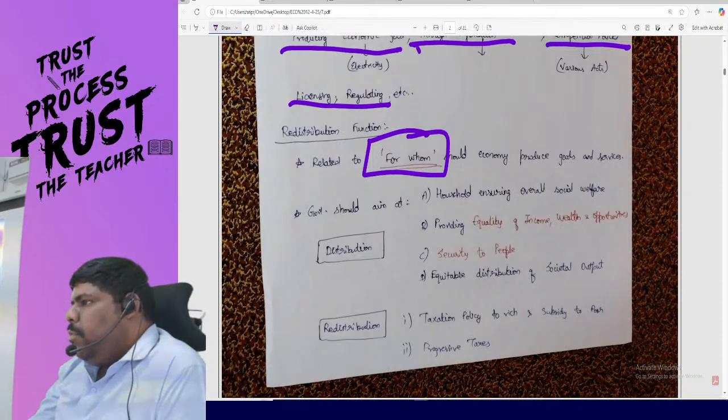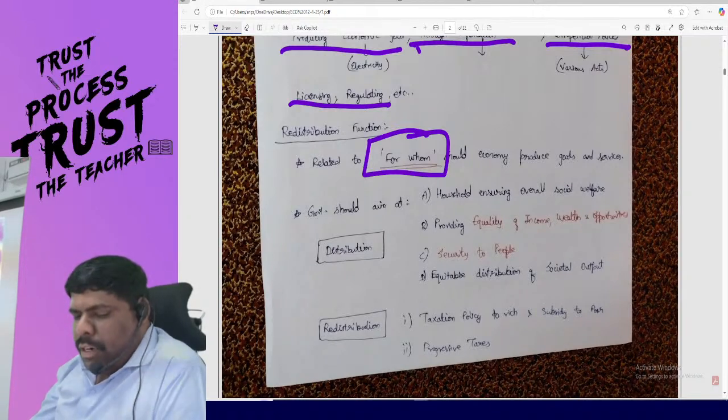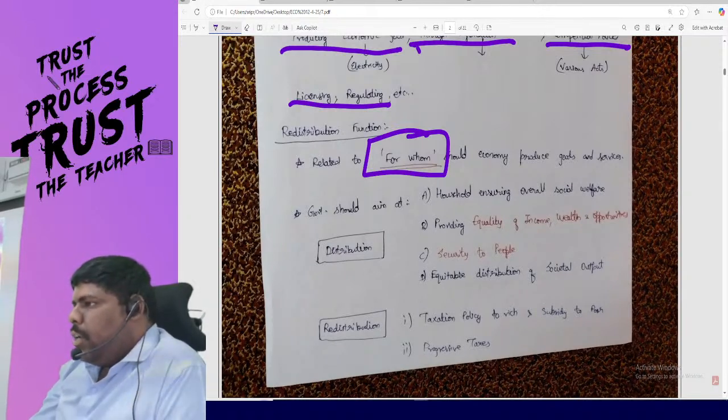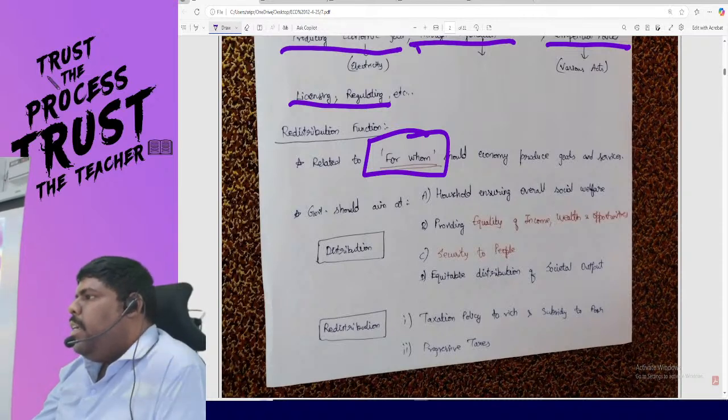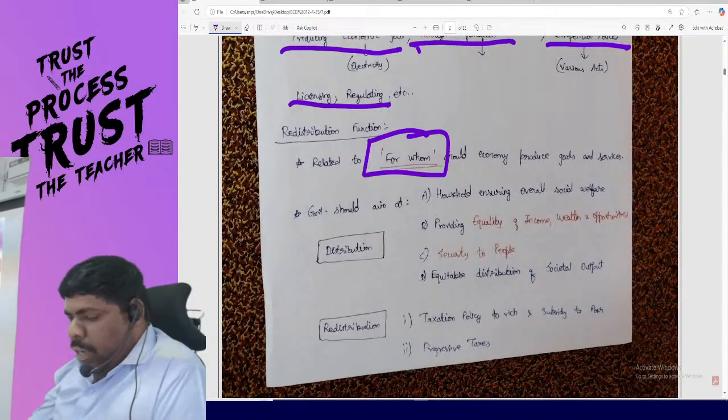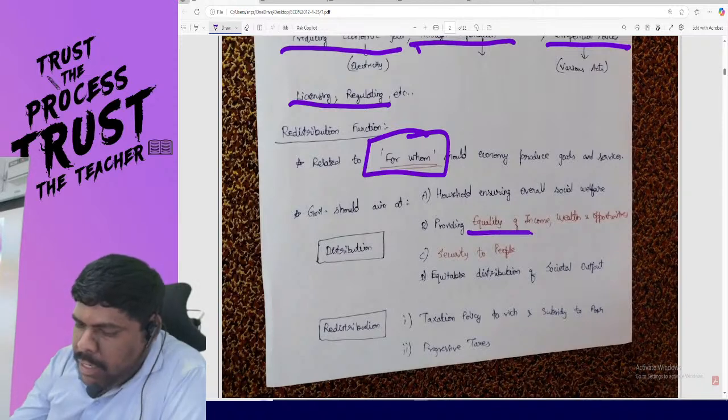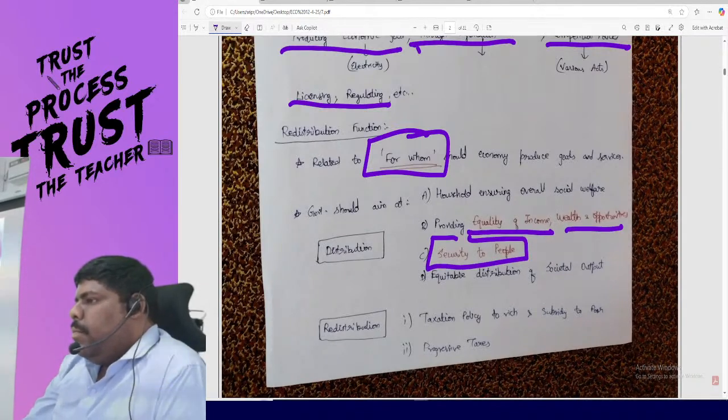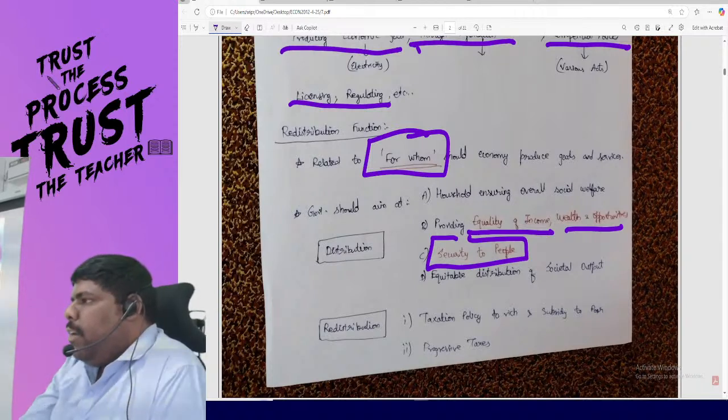Have you seen this? Before entering the market, they must have a study: to which customer are we going to sell our goods, what will be the demand, and how can we get the profit. The same work, instead of a car manufacturer, is what the government is going to do, and that is what is seen here. When a government does redistribution, on what basis will they redistribute income? Just one example. Now listen: based on equality of income, security to the people, and wealth and opportunity. If you can understand this, you can very easily write it.